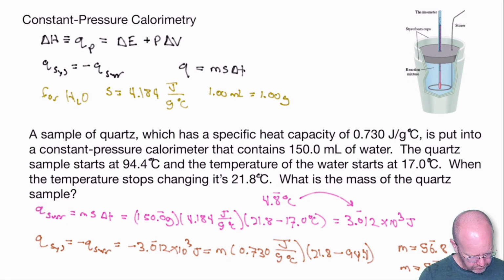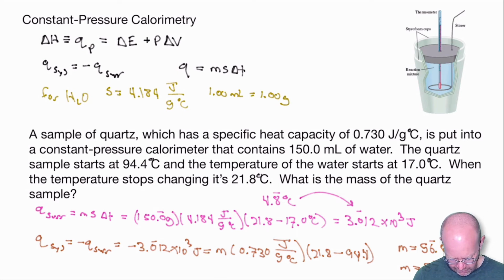And we know that the q of the system is going to be equal to negative q of the surroundings. So I'm just going to take that number, put a negative sign in front of it, and now I've got the q of the system. We've already measured it. What we don't know is the mass of the system. We don't know how much quartz we put in there, but we do know its specific heat, and we know its change in temperature. It started at 94.4 degrees and ended up at the same 21.8 degrees, so that's the change in temperature. We just need to solve for m here.